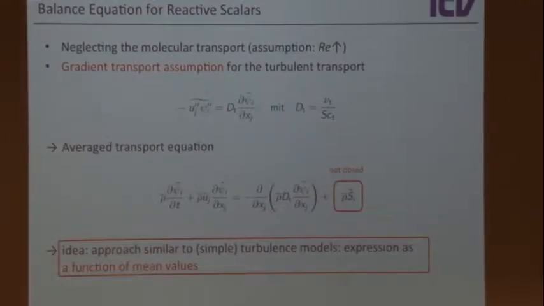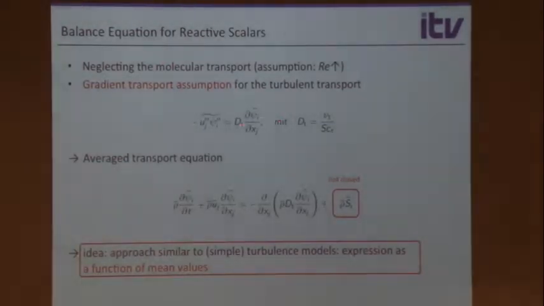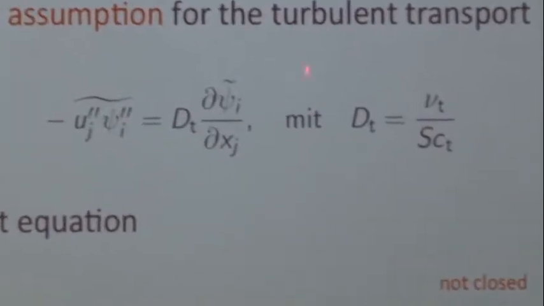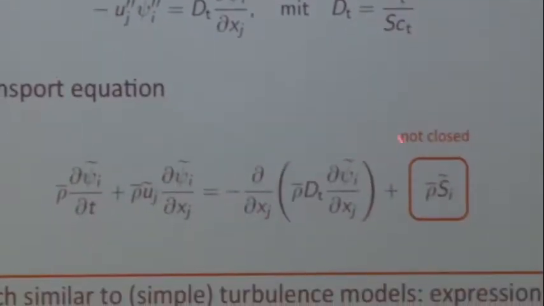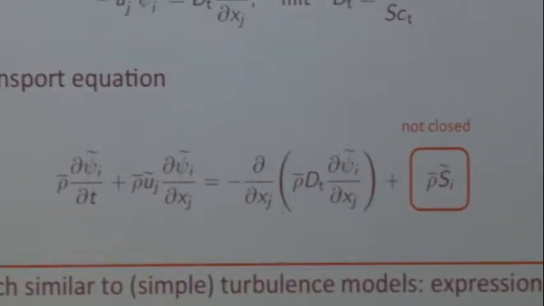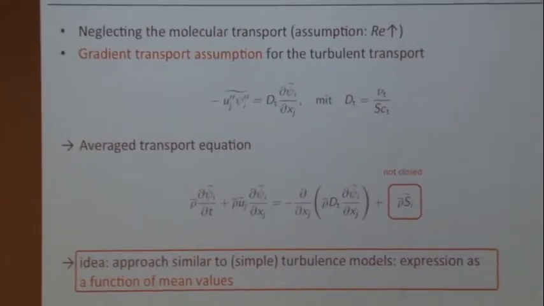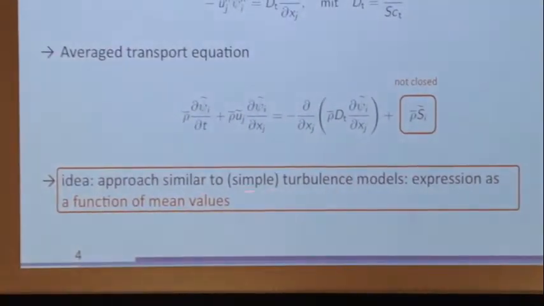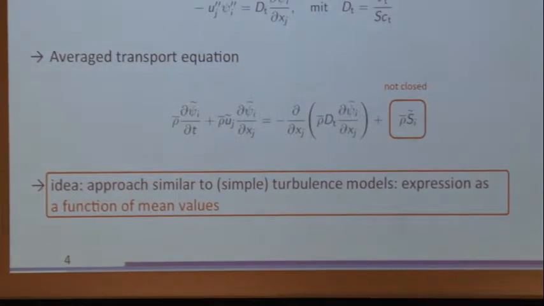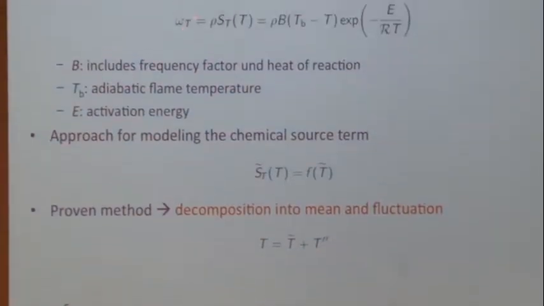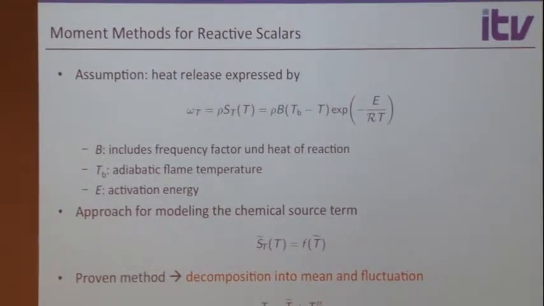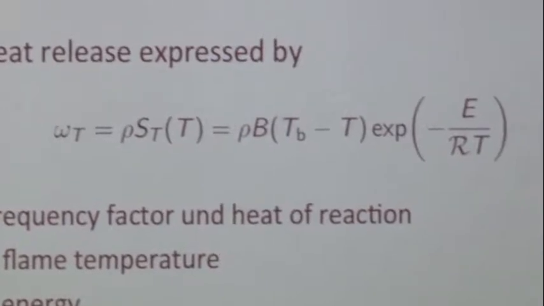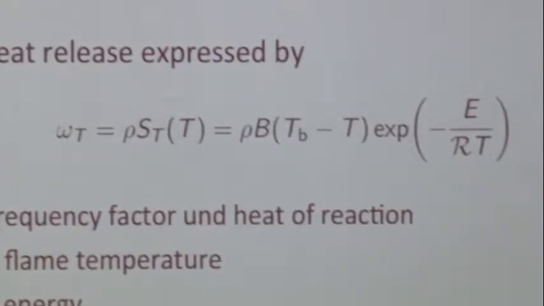Okay, so we can derive these averaged equations. Then you will have the scalar flux, which again is modeled with a gradient transport assumption. We said this earlier. Plug this in here, and you get an equation that's closed up to this point, but then you still have the chemical source term, which is not closed. Now we could say, what if we express this also just in terms of the mean values, okay? So if you have this chemical source term like this, we just want to have an estimate for how large the error would be if you don't model this right, okay?